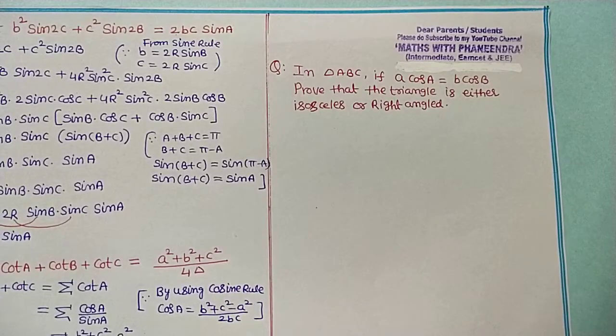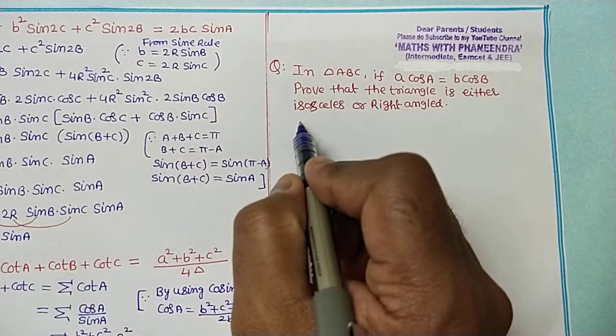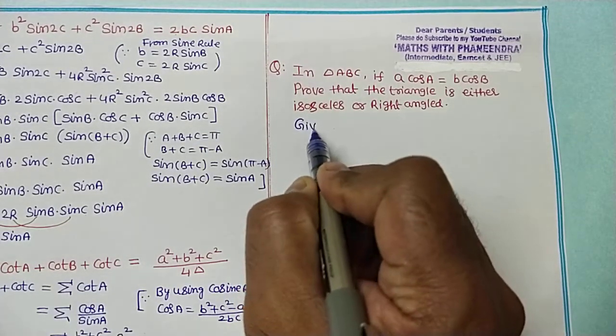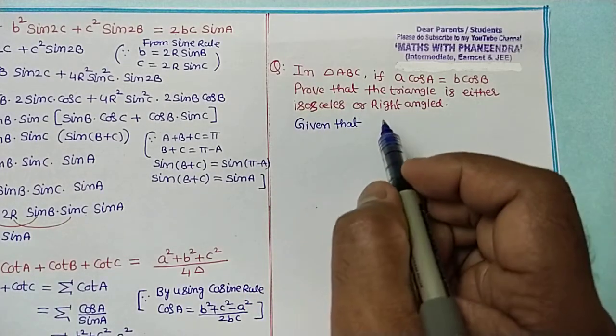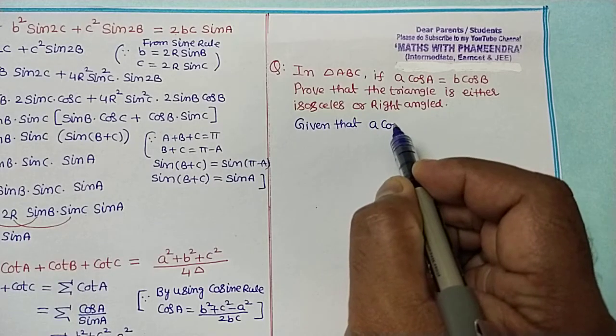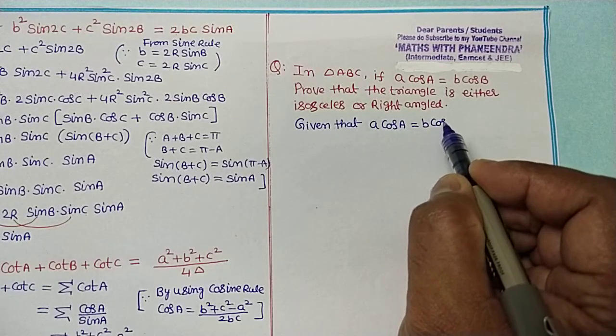Next question. In triangle ABC, if A cos A equal to B cos B, prove that the triangle is either isosceles or right angled. First you have to take the given condition. Given that A cos A equal to B cos B.